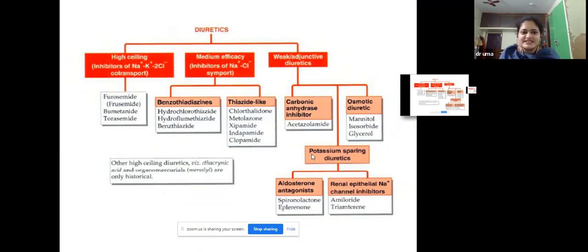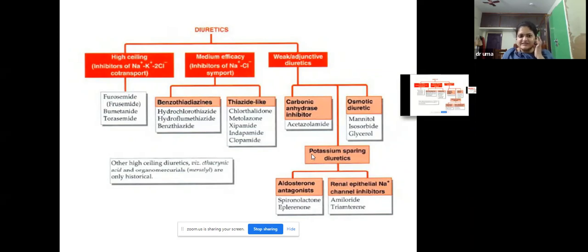So this is diuretics. It is high ceiling, medium ceiling, and weak diuretics. High ceiling diuretics are loop diuretics. The mechanism is they act by inhibiting sodium, potassium, 2 chloride. It is furosemide, bumetanide, and torsemide. And the medium efficacy diuretics are thiazides. They are hydrochlorothiazide, hydroflumethiazide, and benzthiazide. And others are thiazide-like: chlorthalidone, metolazone, xipamide, indapamide, and clopamide. The weak diuretics are carbonic anhydrase inhibitors, potassium-sparing diuretics, and osmotic diuretics.